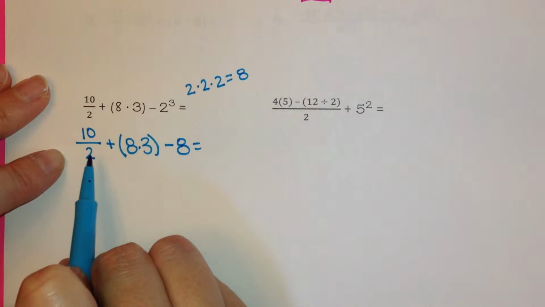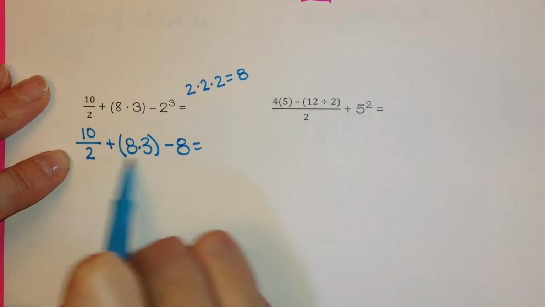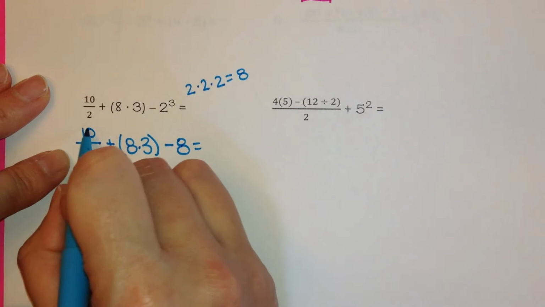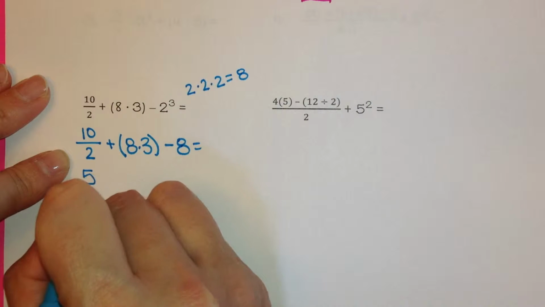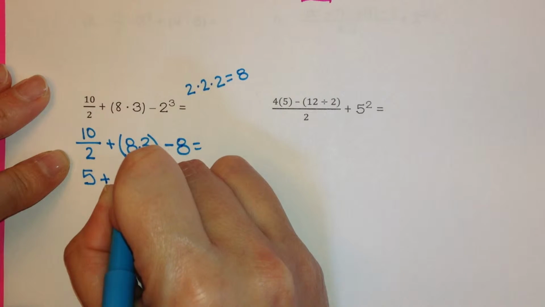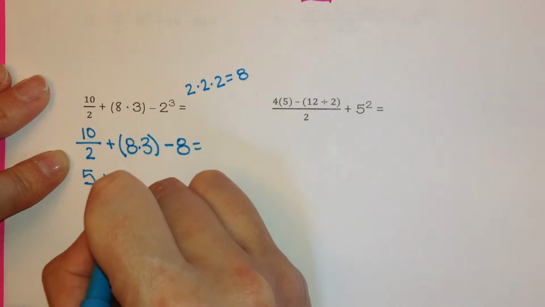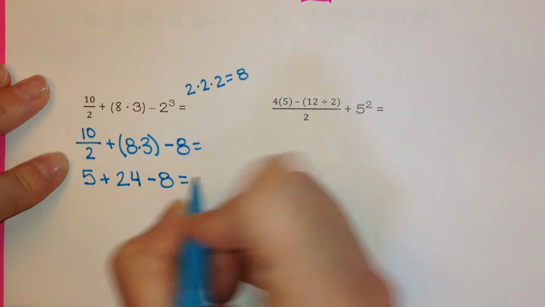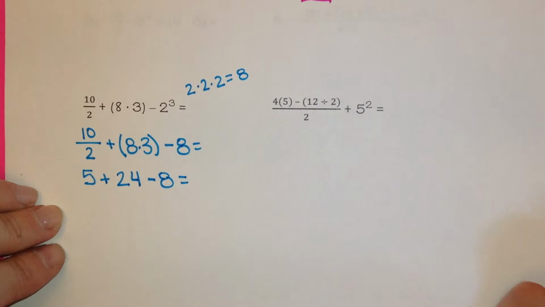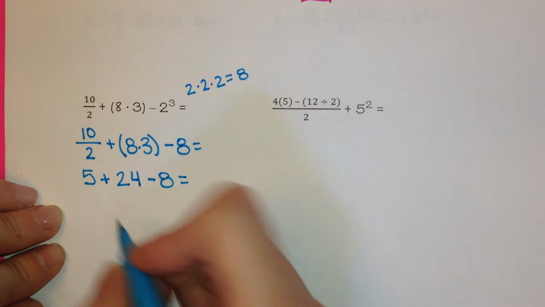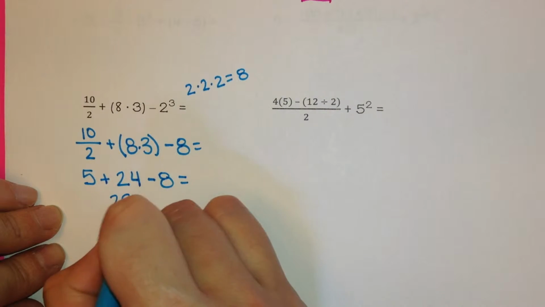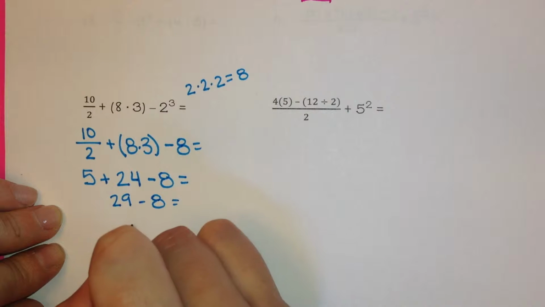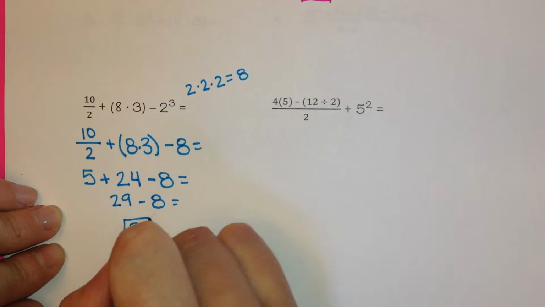Okay, now I need to do division and multiplication working left to right. So 10 divided by 2 is 5. Bring down that plus. 8 times 3 is 24. I can get rid of the parentheses now. Minus 8. Now adding and subtracting working left to right. 5 plus 24 is 29. Minus 8 leaves me with 21.